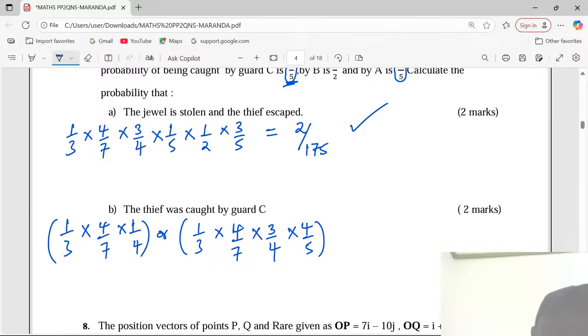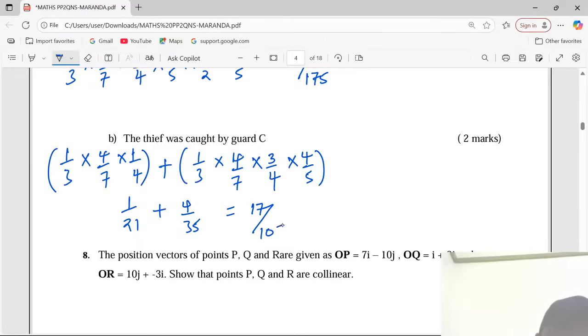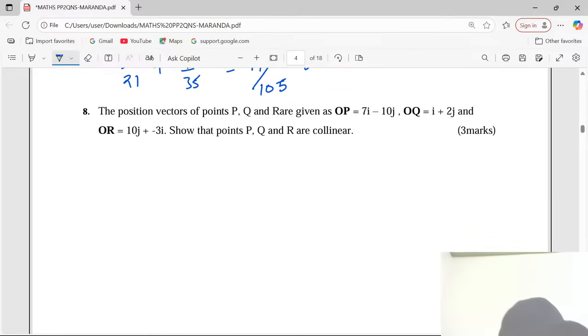the thief. We know that the interpretation of OR in probability should be addition. In probability, it should be addition. Wow, it's my hope that you guys are really following. 1/21, or 4/35. And this will give us 17/105. 17 out of 105. That's simple. Already at number 8.